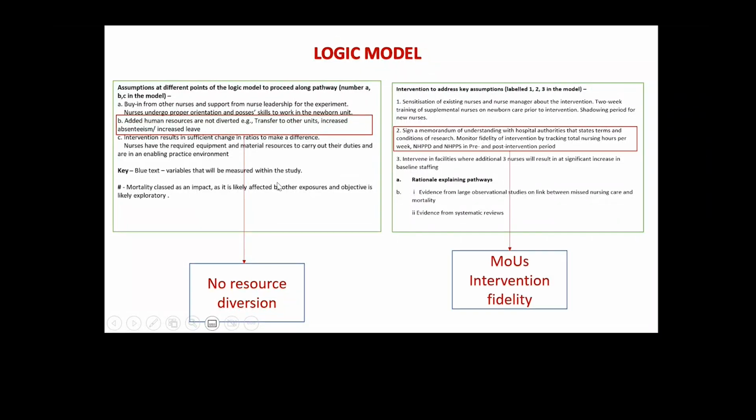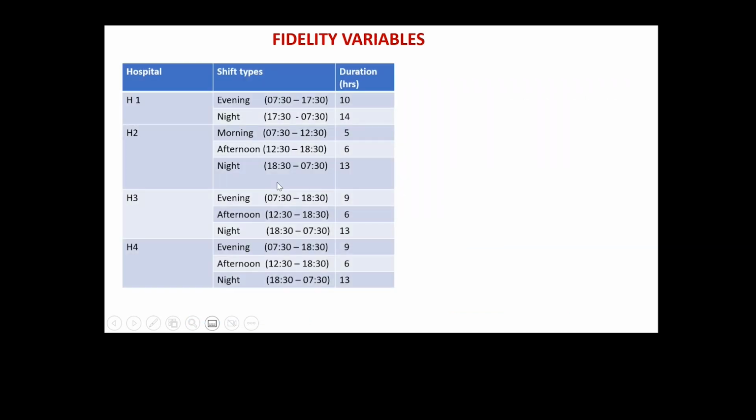Then what we did was have an intervention to address this key assumption. We developed a memorandum of understanding and signed it with the county government and then with the hospitals to say the resources will not be diverted. And then we decided we were going to track intervention fidelity. In the next set of slides, I want to show you the fidelity variables and explain this to you.